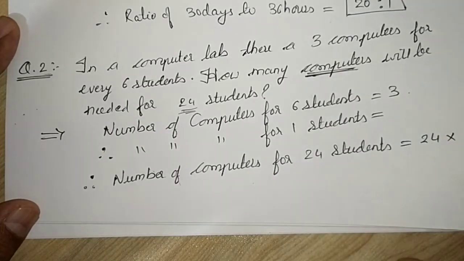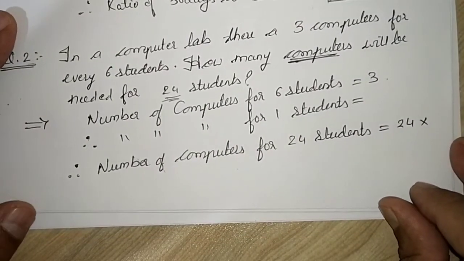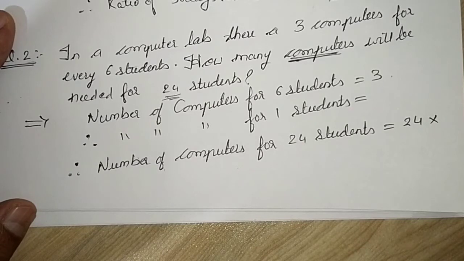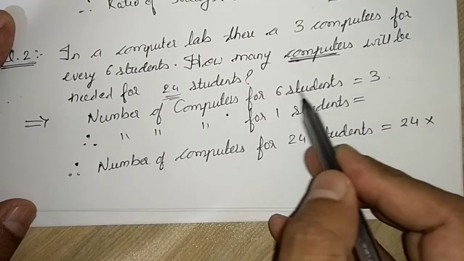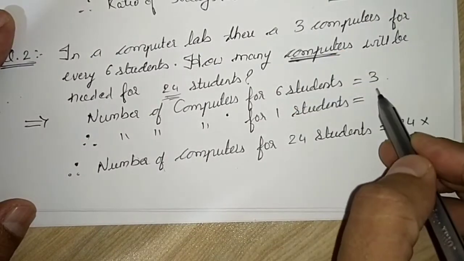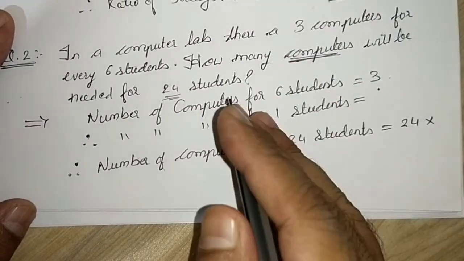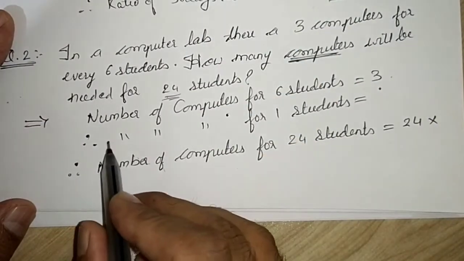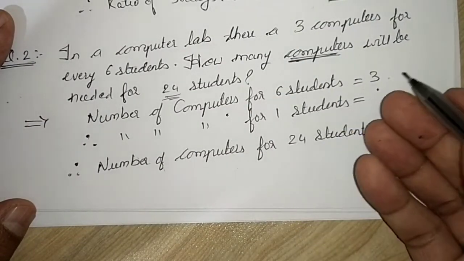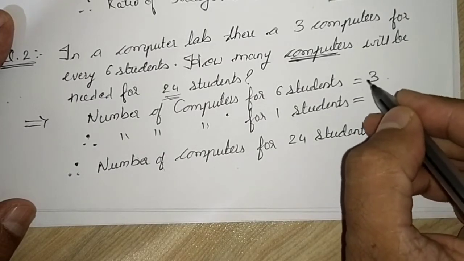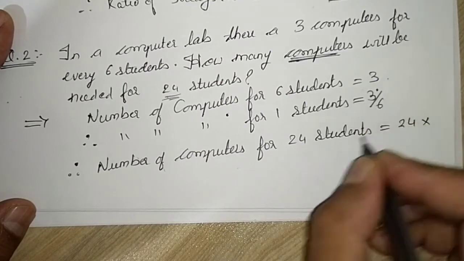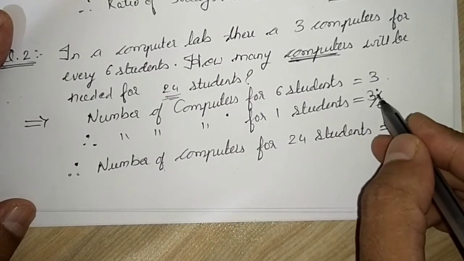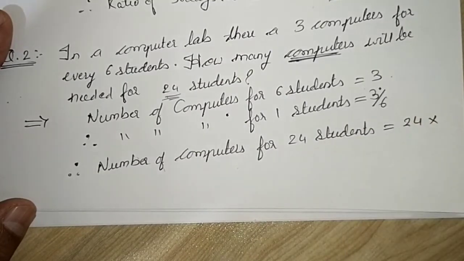computers. So we will apply the unitary method like I have explained to you in the introductory lecture. In the same way, we will write the number of computers for 6 students is how much? 3. We will calculate it for 1 student. Number of computers for 1 student, what will we do? We will divide 3 by 6. So we will get 3 by 6. So every 1 student will have 3 divided by 6.